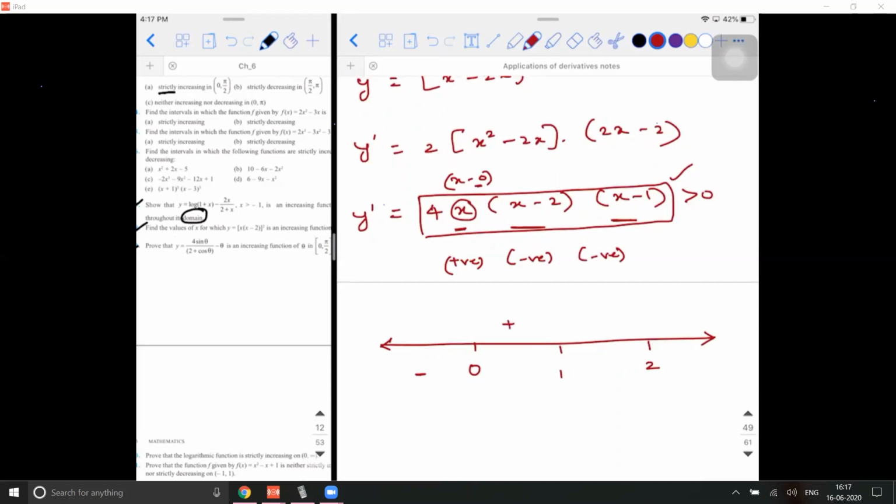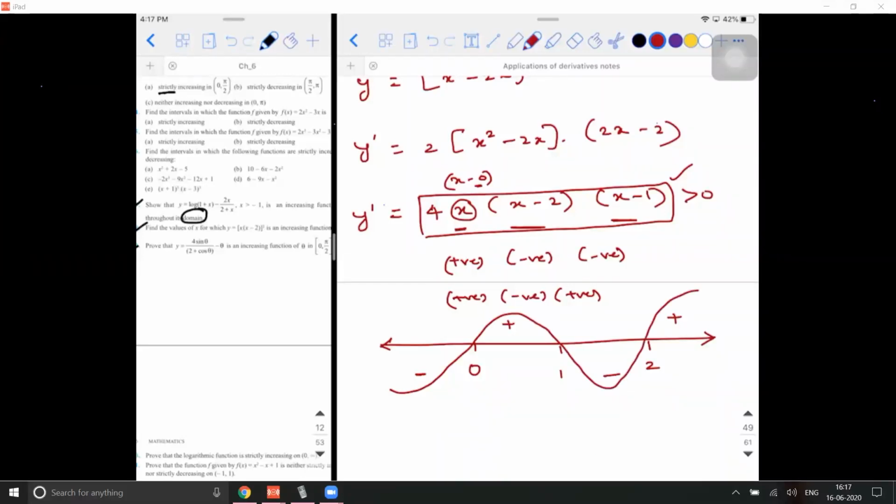So positive. Between 1 and 2, if I substitute 1.5, let's say. 1.5 means x is positive. 1.5 minus 2 is negative. 1.5 minus 1 is positive. So this is giving me a negative value. So anything greater than 2 obviously will give me a positive value. So you need to draw a curve like this.